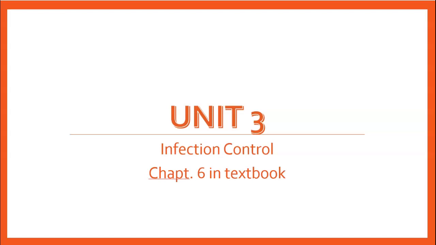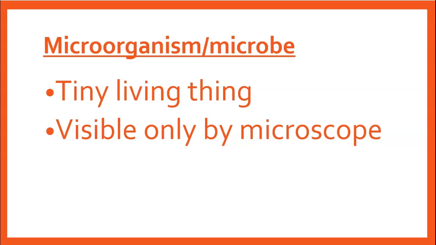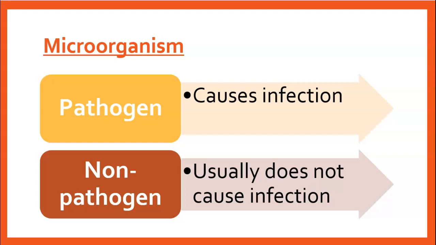A microorganism or a microbe is a tiny living thing that's only visible by a microscope. So micro meaning tiny or small, and an organism is a living thing. So this is like a bacterium, a virus, a fungus, something along that line is what that would be referring to. There are two categories of microorganisms. You have a pathogen or a non-pathogen. The pathogen causes infection. The non-pathogen usually doesn't cause infection, and they're all around us all the time.